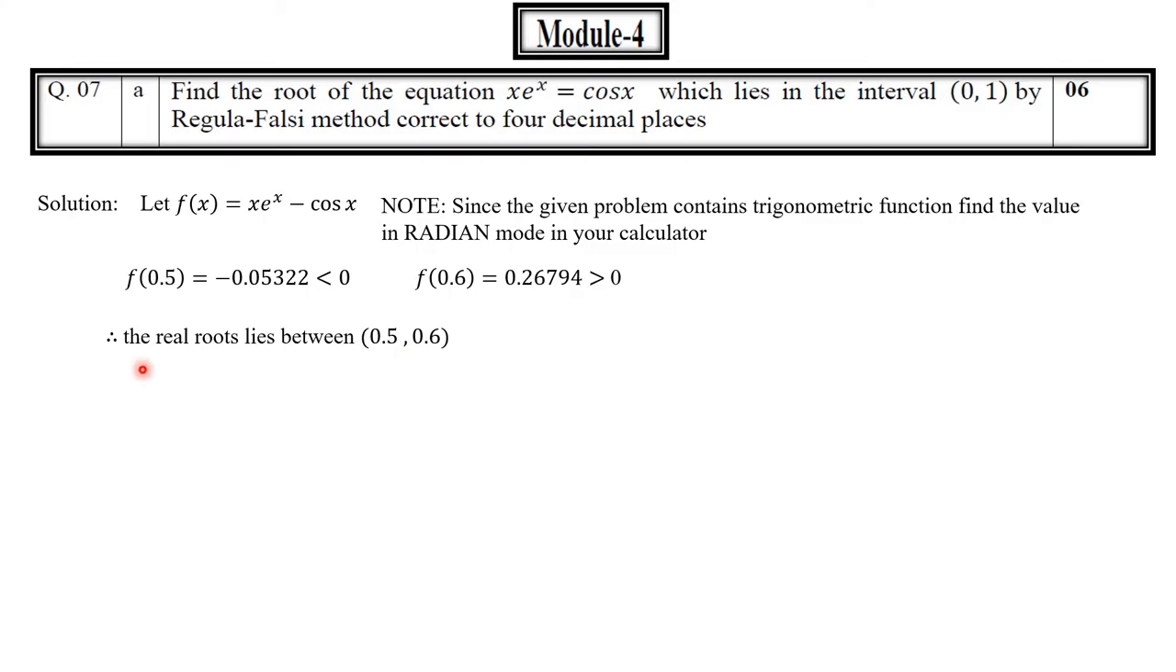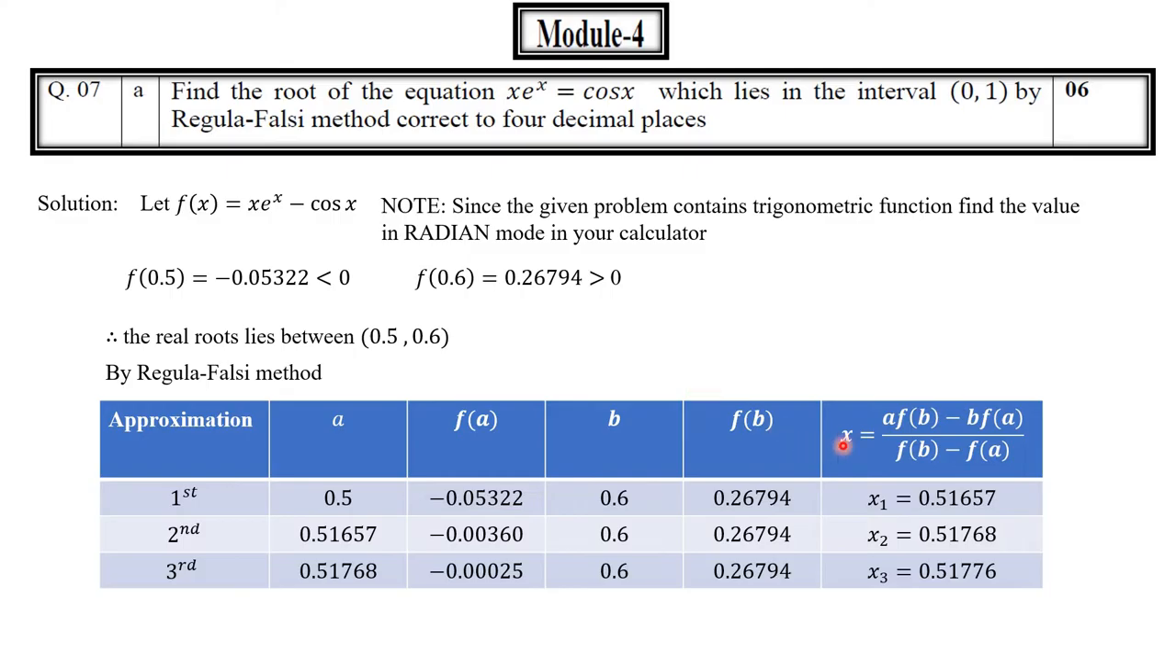As the given question has been asked to solve by regula falsi method, we have a formula for the regula falsi method, that is x equal to a into f of b minus b into f of a divided by f of b minus f of a. Right. So for this, this will be f of a and this will be f of b value, where a is 0.5 and b is 0.6. So these are the values I have found out.